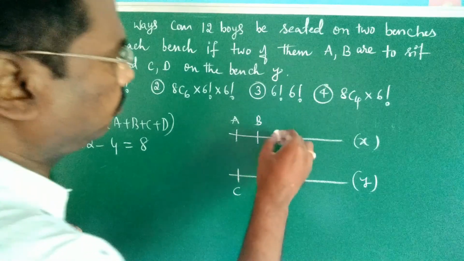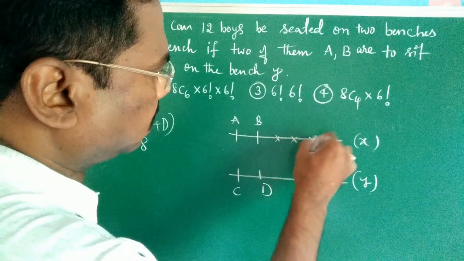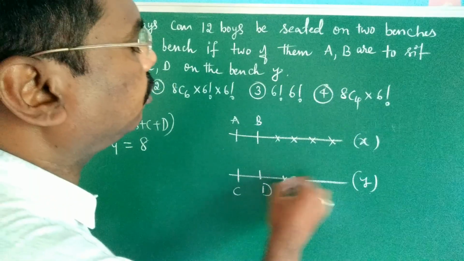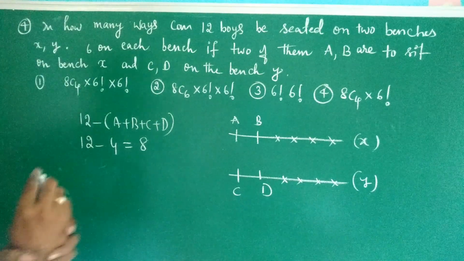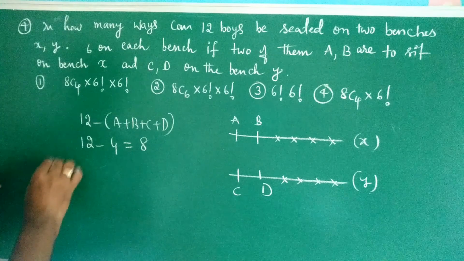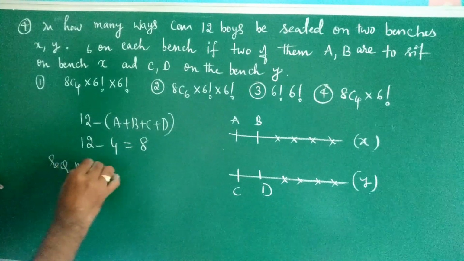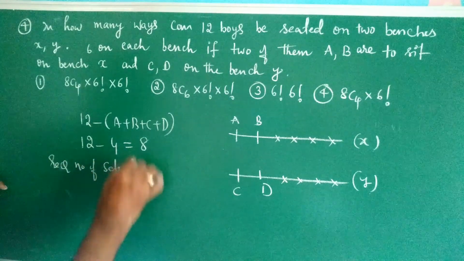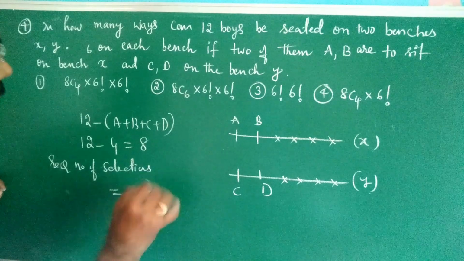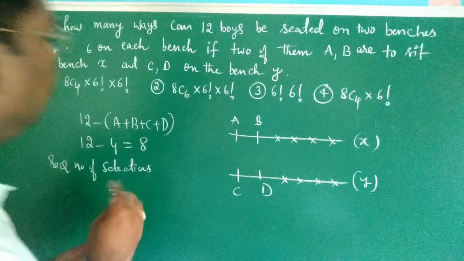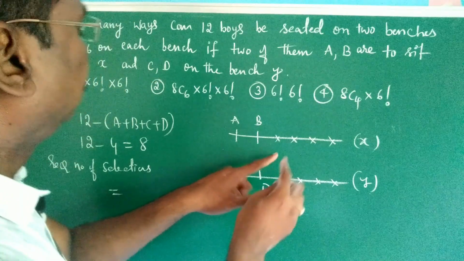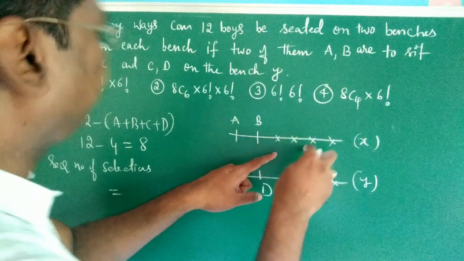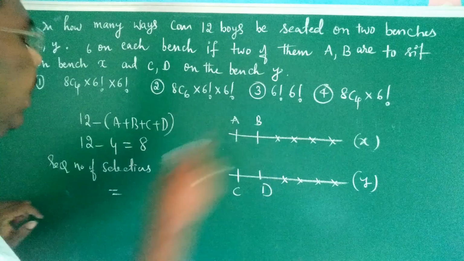Now here 4 places are there and here also 4 places are there. Now here first we select the required number of selections. Required number of selections is equal to, now here first 4 places are there. Now 4 members are selected from 8, 8C4.